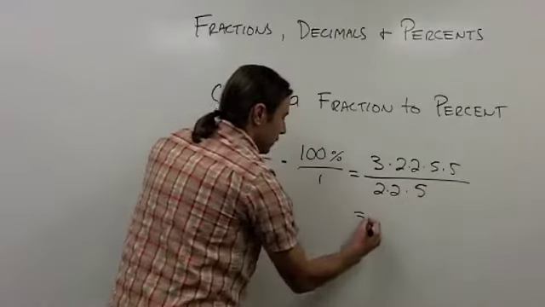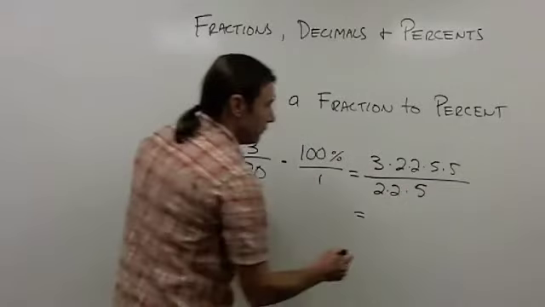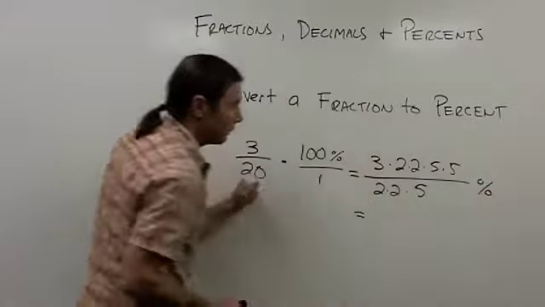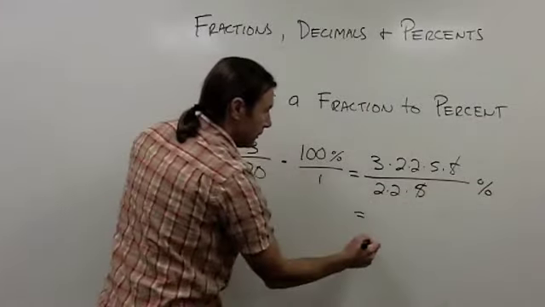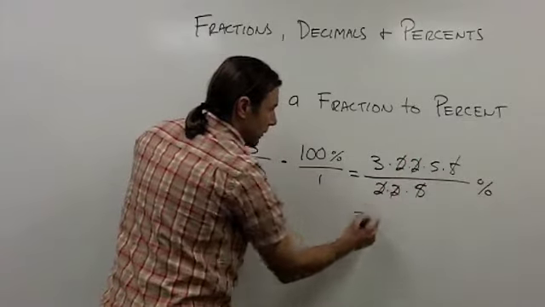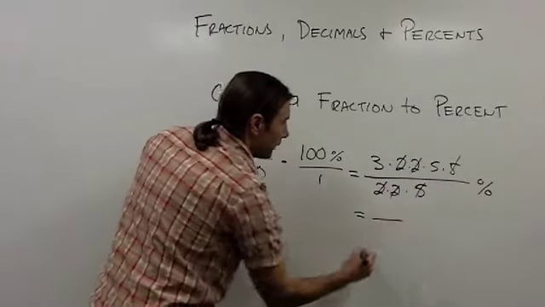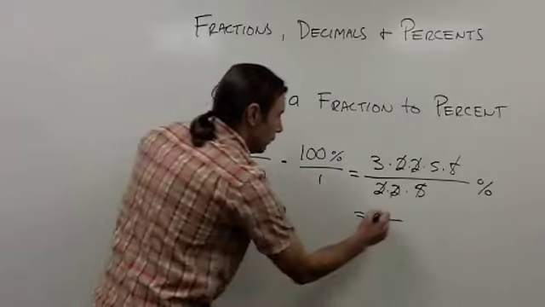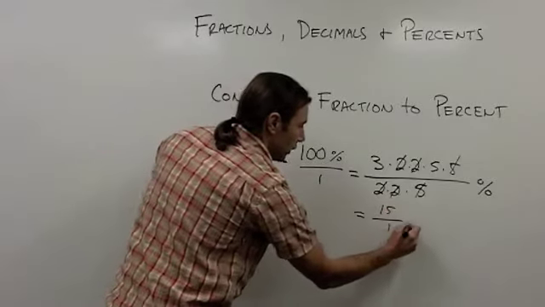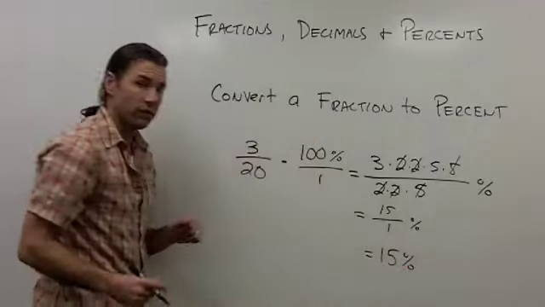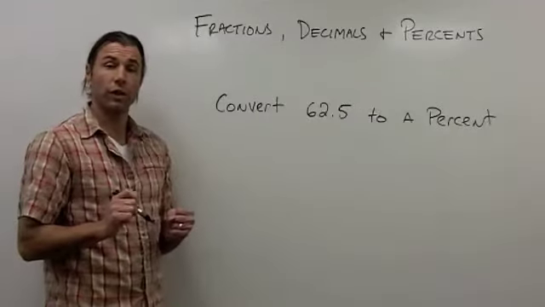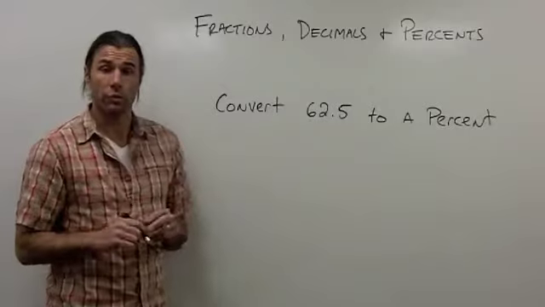5 is prime. Let's take a look at some common factors that I have here, and I don't want to forget my percent symbol that I have. So common factor of 5, and then 2 common factors of 2. It looks like then I'm going to get 15 over 1, which then is just 15%. Now let's take a look at converting a decimal to a percent.